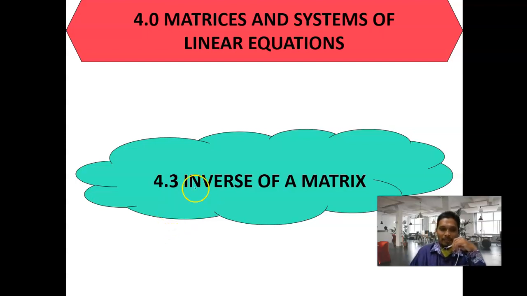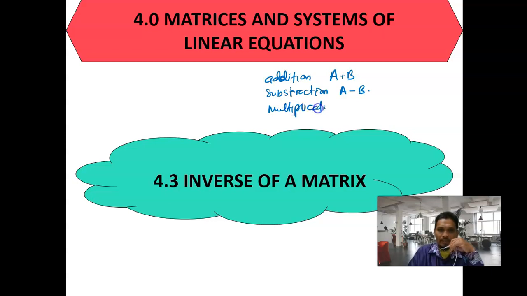Okay, so as we know, last time we discussed addition of matrices, A plus B, with the same size of A and B. Subtraction, A minus B, and multiplication, multiplying matrices A and B. But there is no division between A and B. For matrices there is no divide between A and B, but there comes the idea of the inverse as the opposite of multiplication.